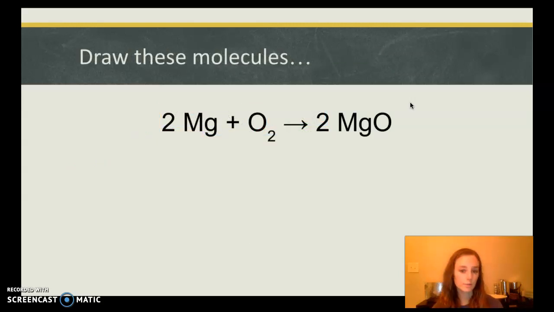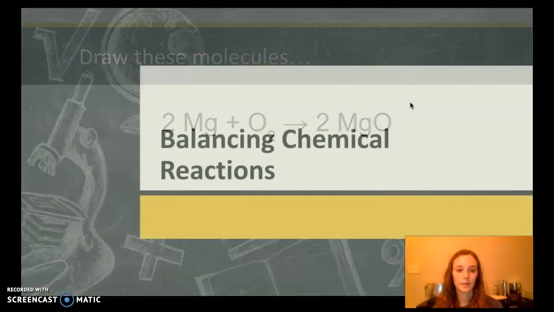Next, draw these molecules. So pause the video, try drawing them, and we'll check these in class. So just label one of your shapes magnesium, 1 oxygen, and then draw what you think that would look like.